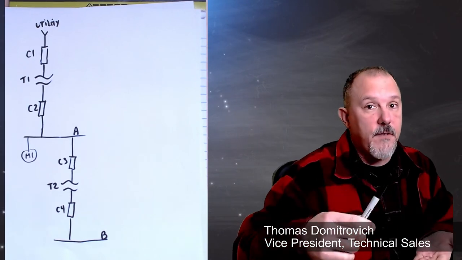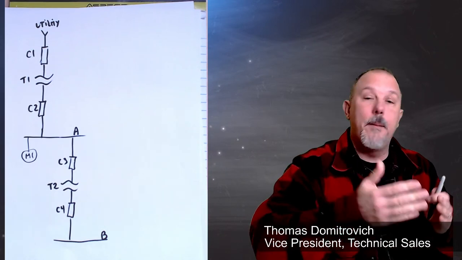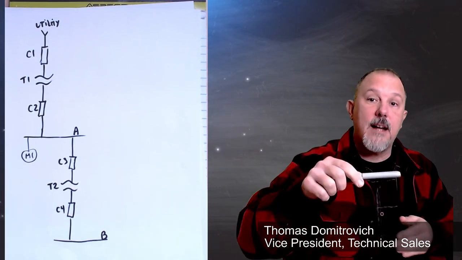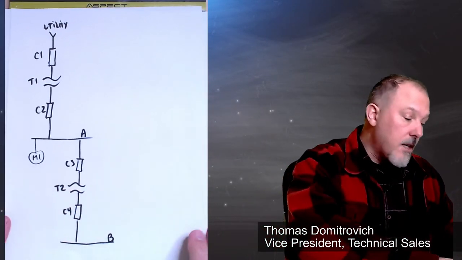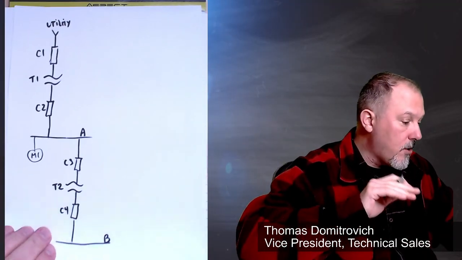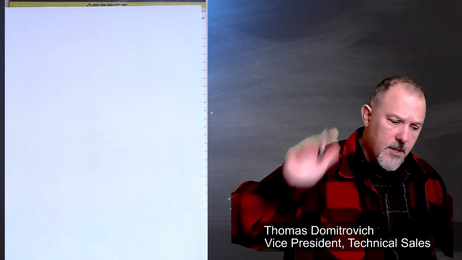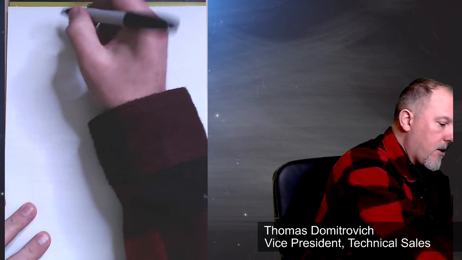Now, if I'm doing an arc flash study, I'm going to want to do a maximum available fault current, and I'm going to want to do a minimum available fault current. And we'll talk about some of those assumptions as we move along. So the first thing we're going to do is create an impedance diagram. So how do I do that?